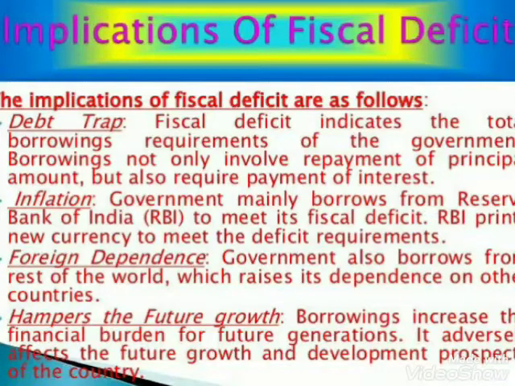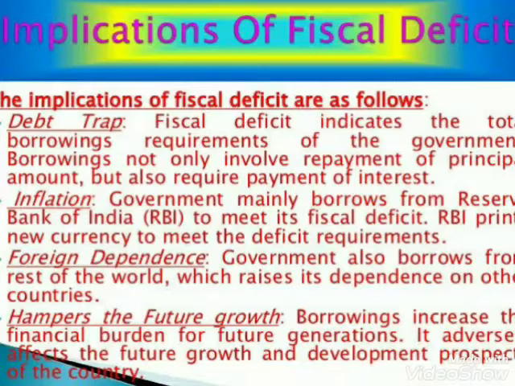Now what happens? Constantly, let's say, because of high fiscal deficit, it leads to a situation where GDP growth remains low. And do you know why it remains low? Because of high fiscal deficit. And on the other hand, fiscal deficit also remains high. Why? Because of low GDP growth.